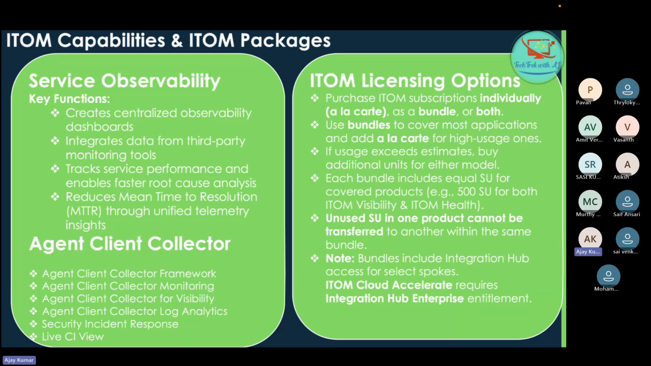So based on those options, what is required in your organization, what the customer is asking, what the customer's end goal is, based on that you can suggest which licensing or which bundles are required to be purchased. And in the note, bundles include Integration Hub access for select scope, which is ITOM Cloud Accelerate required, and Integration Hub Enterprise required, basically. So if you want to go with Integration Hub and all, that I covered yesterday.